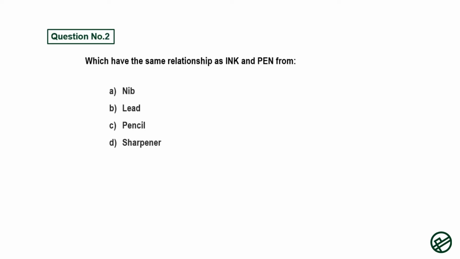Question number 2. Which has the same relationship as ink and pen from? Option A, nib. Option B, lead. Option C, pencil. Option D, sharpener. Answer is option A, nib. Explanation.